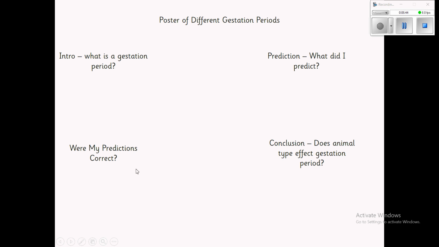Okay. Maybe you thought you were correct about humans being one of the longest gestation periods, or maybe you're incorrect about it. Okay. And then finally, as I said before, do a little conclusion. Say, does the animal type affect the gestation period? So does the type of animal affect how long they are pregnant for?